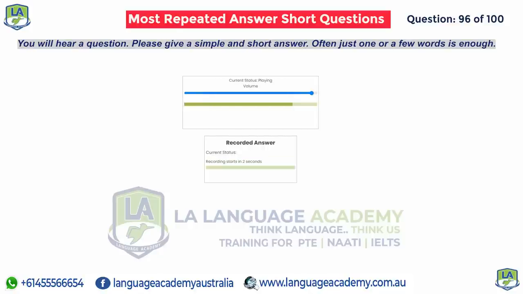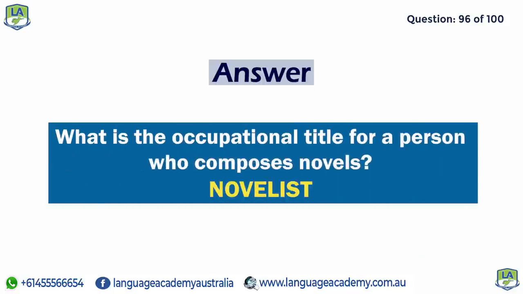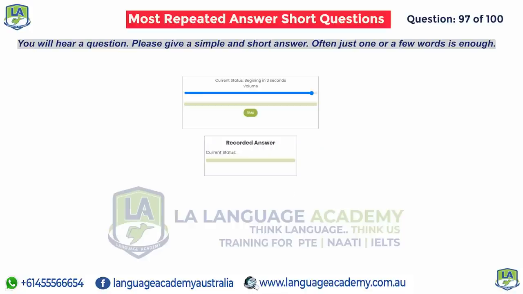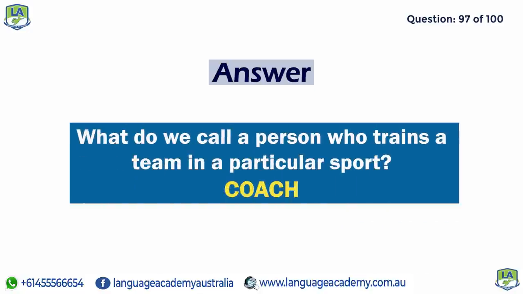What is the occupational title for a person who composes novels? Novelist. What do we call a person who trains a team in a particular sport? Coach.